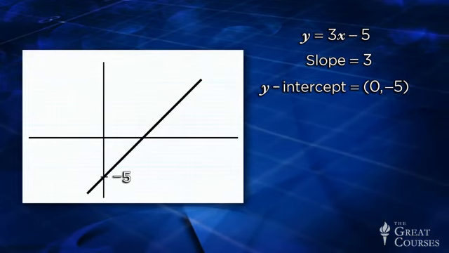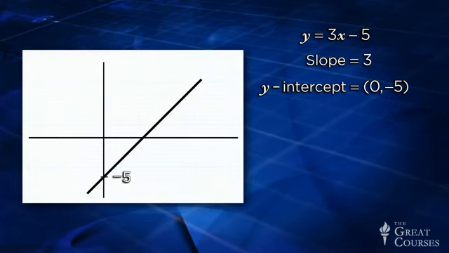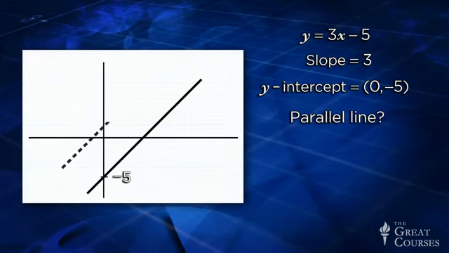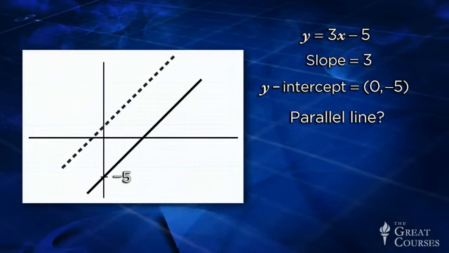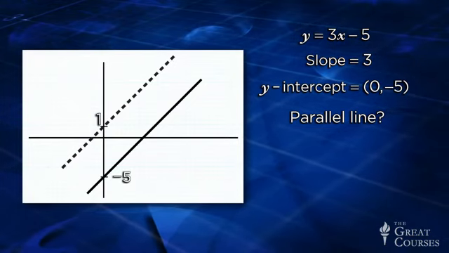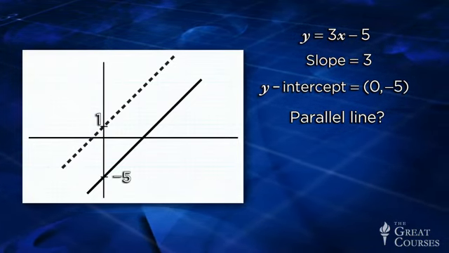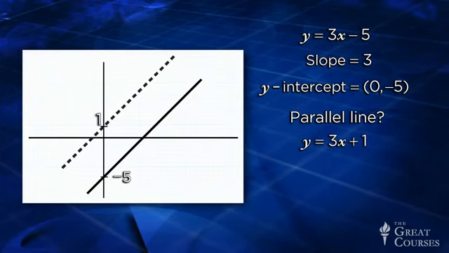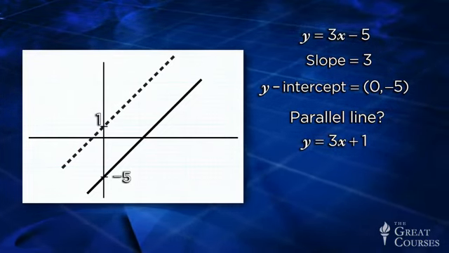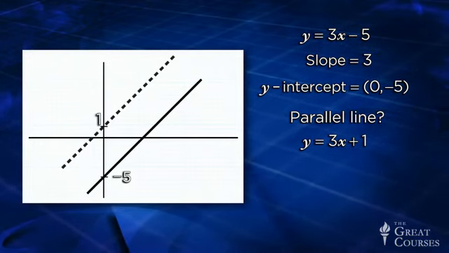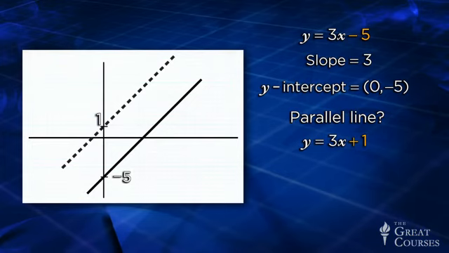Okay, let's push it up a little bit. What if you wanted to find the equation of a line parallel to this line, but passing through the point 0, 1, a different y-intercept? What would the answer be? Well, the slope would be the same because they're parallel, but now it would be y equals 3x plus 1 because we have a new y-intercept. And you can see that that line has moved up because the y-intercept has changed.